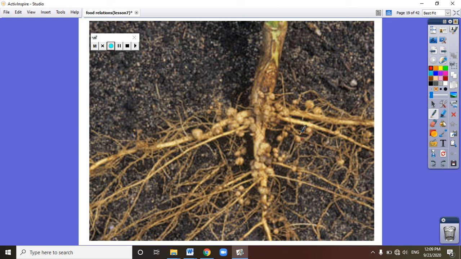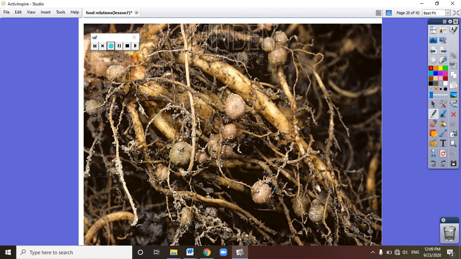As you can see, these are the roots of the leguminous plant. Can you see these circles? These circles are the nodular bacteria. So the nodular bacteria live on the roots of the leguminous plants.